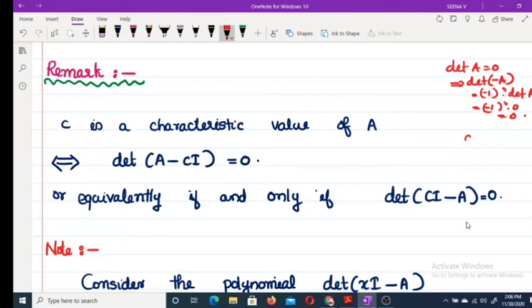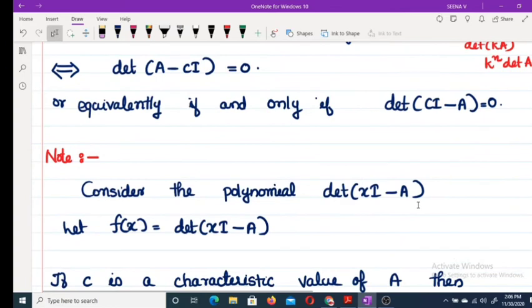Okay, what is actually the determinant of kA? If the order of the matrix is n, then this is the same as k raised to n into determinant of A. Therefore, determinant of CI minus A is also equal to 0.